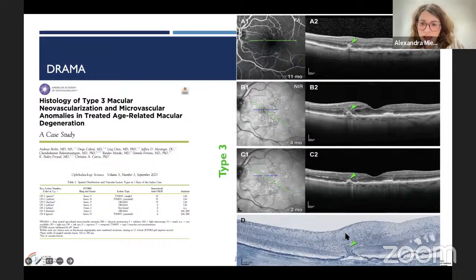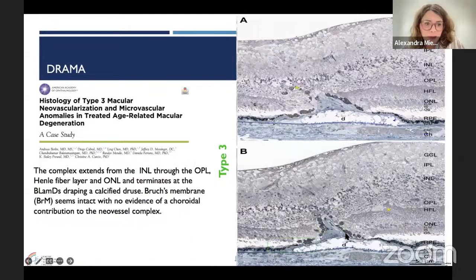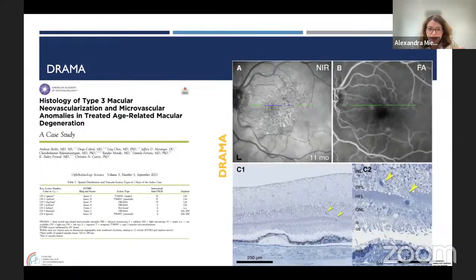But when looking at the images in postmortem, what becomes very clear is that the complex, you see here, will extend from the inner nuclear layer towards the OPL, Henle fiber layer, and ONL, and will terminate implanted in the basal laminar deposits on the calcified drusen.